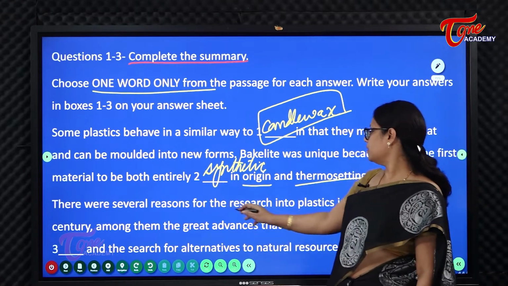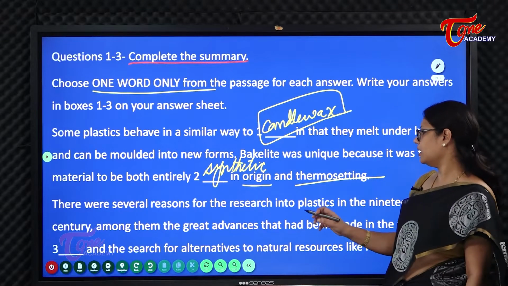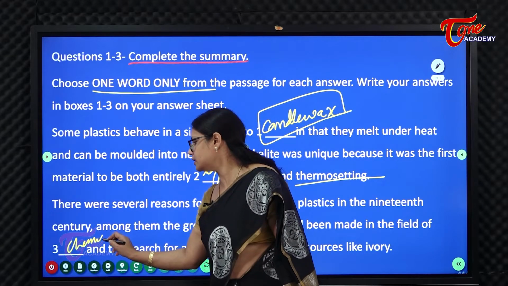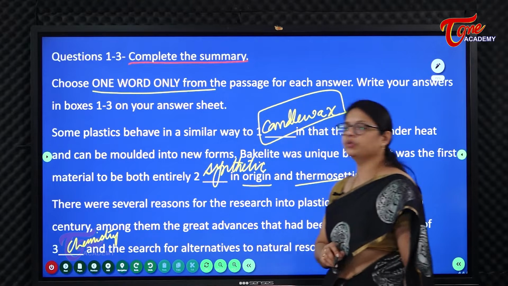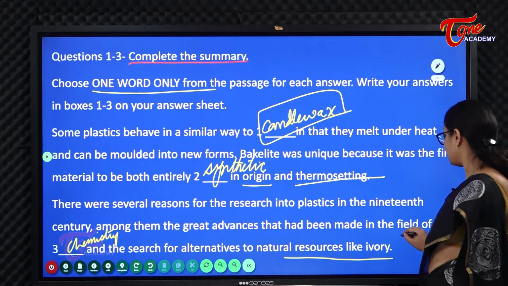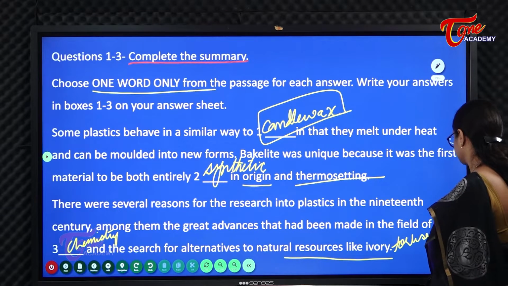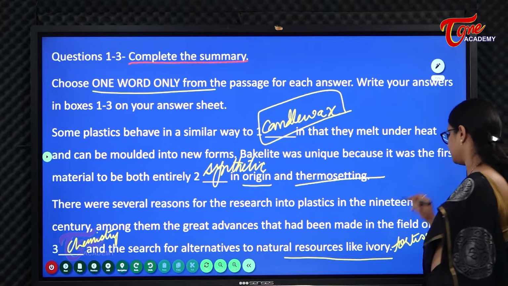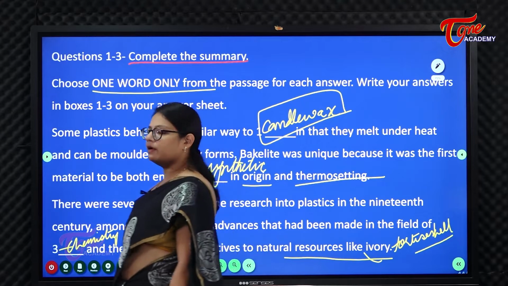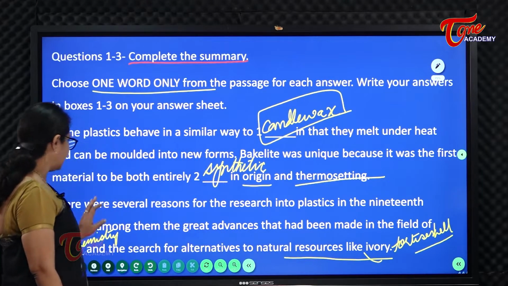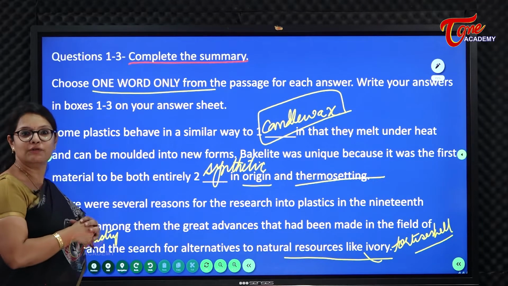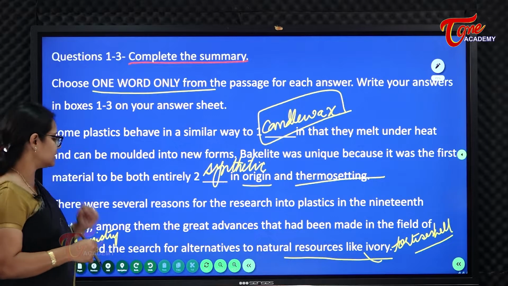Alright. Now, there are several reasons for research into plastics in the 19th century. Among them, the great advances that had been made in the field of, remember, chemistry we have underlined. Obviously, chemistry involves the making of new things. In search for alternatives for natural resources like ivory, there was another word, tortoise shell. Tortoise shell was also mentioned. So tortoise shell was the keyword, ivory was the keyword we have underlined. So it talks about development or advancement in the field of chemistry. So that's how you're supposed to skim, underline the word so that it becomes extremely easy for you to be able to answer these kind of questions.